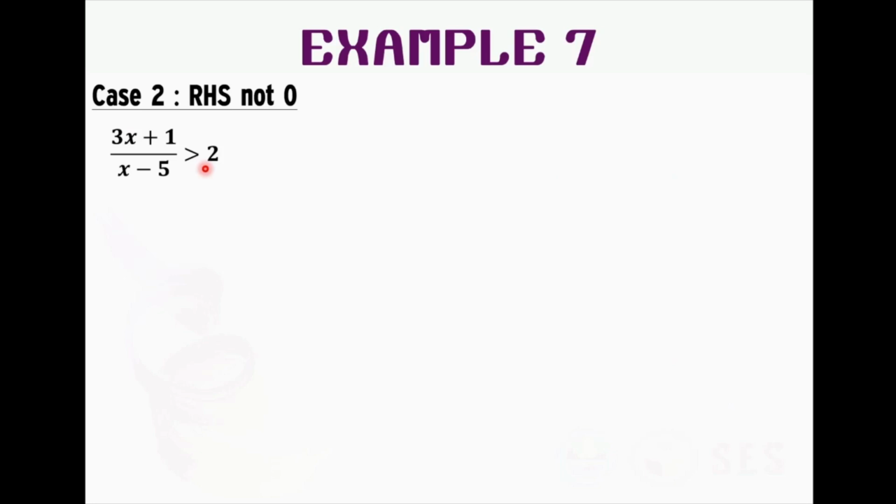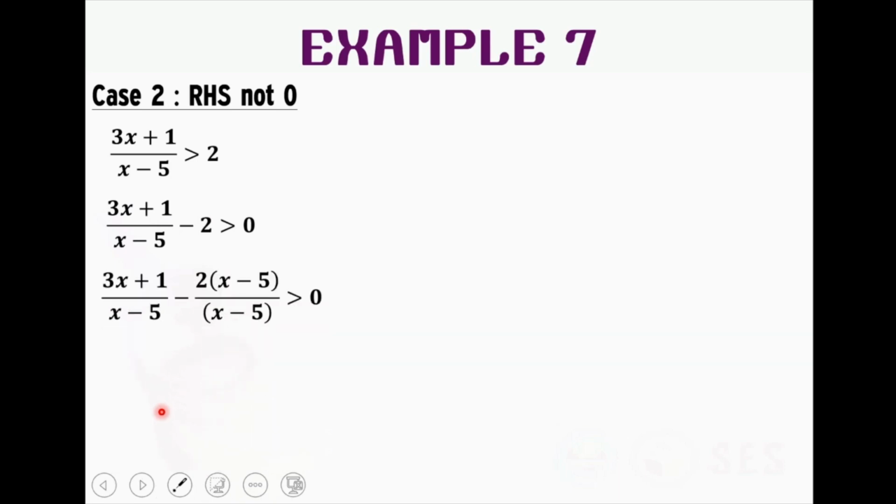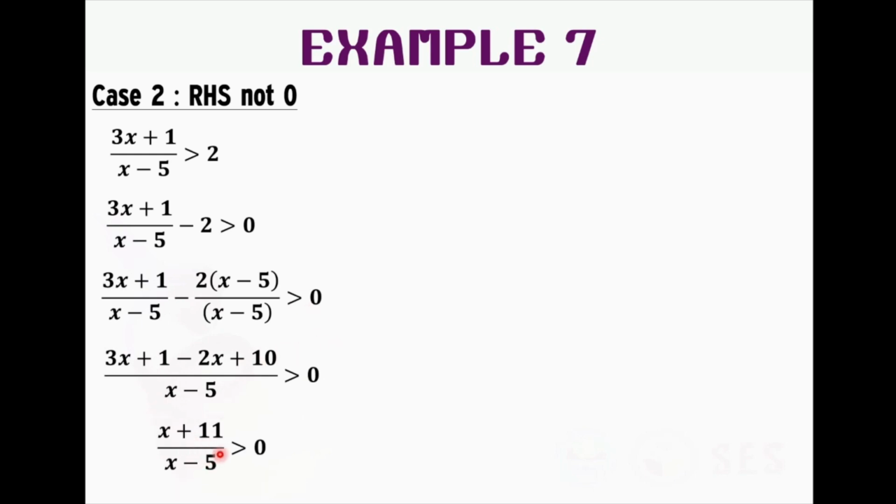Alright, so now we move to the second case where our right hand side is not 0. When it's not 0, we're going to bring 2 to the other side because this is positive. Bringing it to the other side will become a subtraction. Hence, the direction will not change. Next, we equate the denominator. We will multiply it with x minus 5. Okay, we solve it and we're going to get x plus 11 over x minus 5 greater than 0.